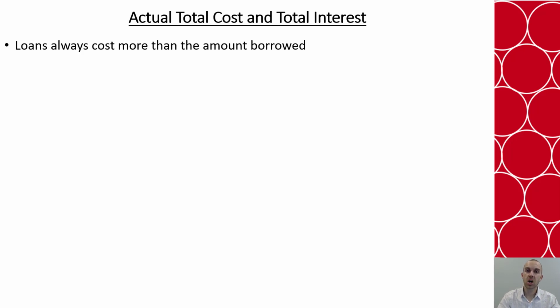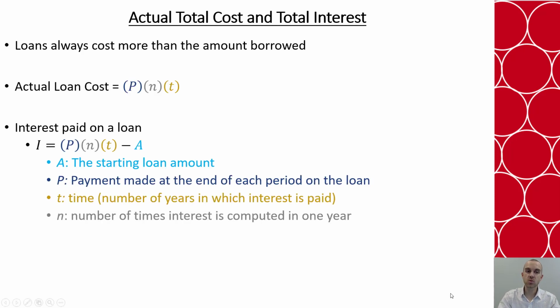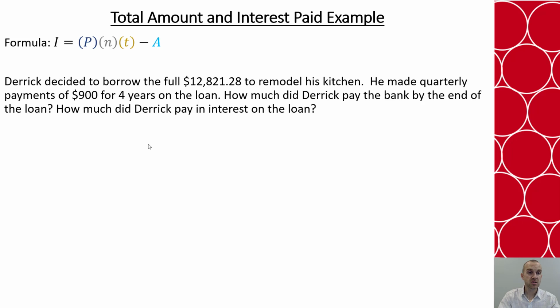Now, the actual cost of a loan is actually much more than what was borrowed. And that is because you have to take into consideration that you're borrowing with interest. So the actual cost will always be the monthly or periodic payment times how many times it's being done in a year times time. Now the interest paid is that actual cost minus what you actually borrowed. That tells us how much was paid in interest. And it's good to know those two things to figure out what's really happening when you borrow. So let's go back to Derek.